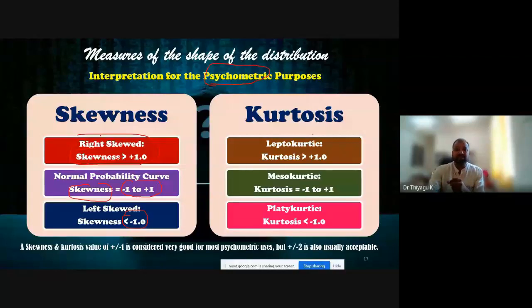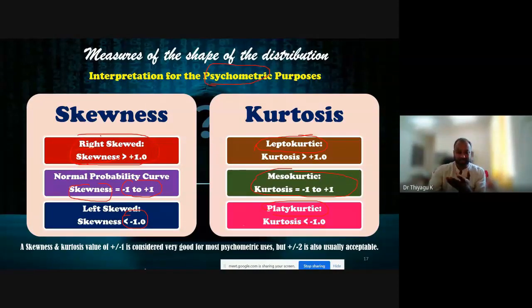In the same way, the kurtosis. Normally, the kurtosis value is zero in the general context. But for psychometric purposes, we can treat it as kurtosis from minus one to plus one. Platykurtic is flatter than the normal, that is, kurtosis value less than minus one. If you want to treat it as leptokurtic, the kurtosis value is greater than plus one. So you have to keep these things in mind.